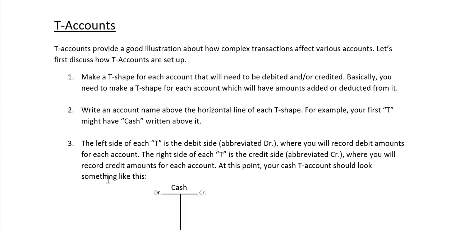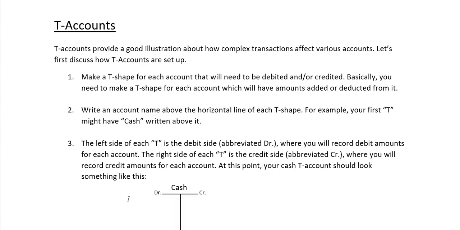And the next thing we're going to look at are T accounts. T accounts provide a good illustration about how complex transactions affect various accounts. Let's first discuss how T accounts are set up. So step one, we're going to make a T account by making a T shape, which we will then debit or credit. Basically, you would need a T shape for each account, which will have amounts added or deducted from it. Then we're going to have an account name in step two. Write an account name above the horizontal line of each T shape. For example, your first T might have cash written above it.